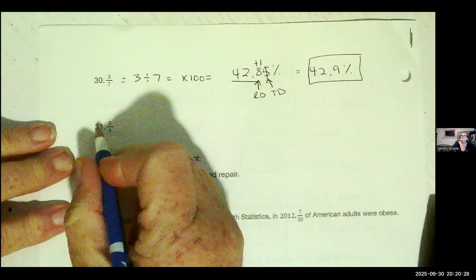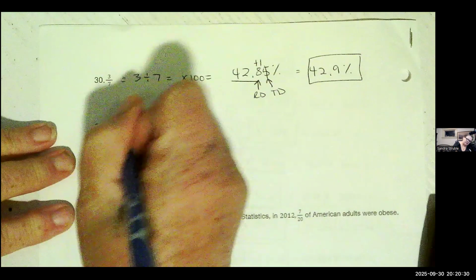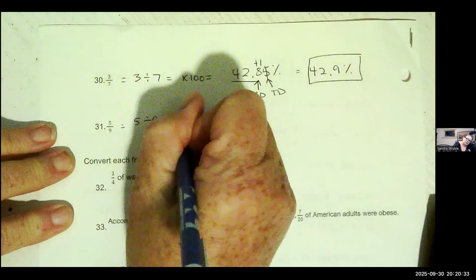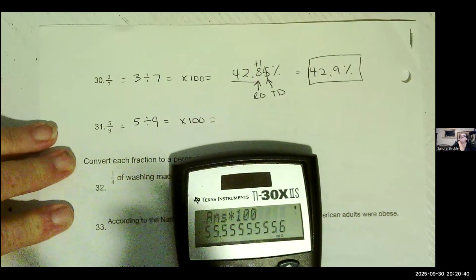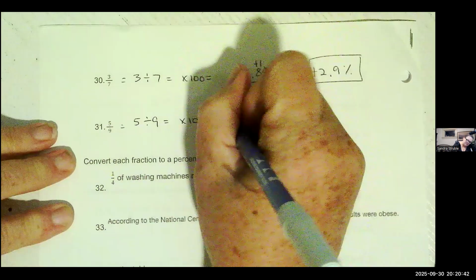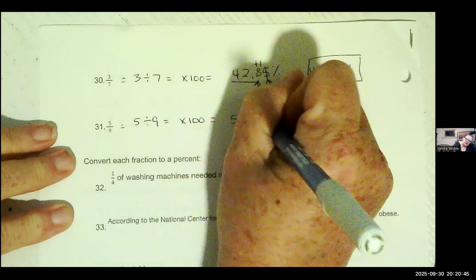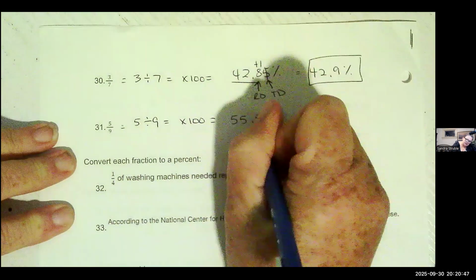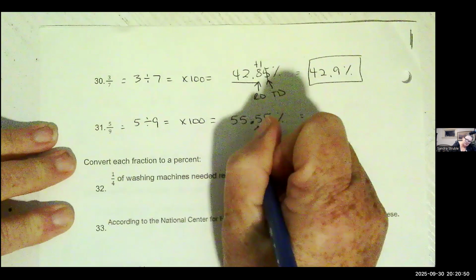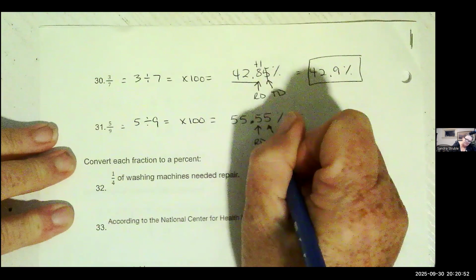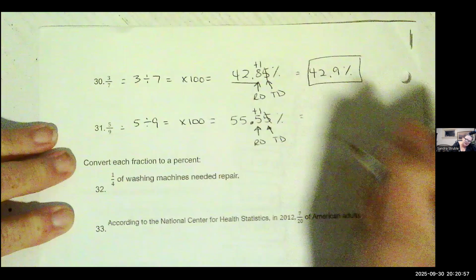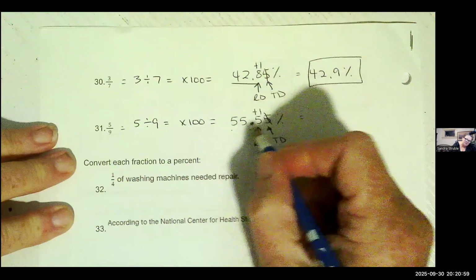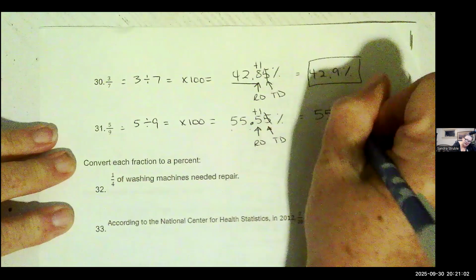Okay. 5/9 is 5 divided by 9 equals times 100 equals. And I got 55.55. I'm going to stop right there. It's a percent. My rounding digit is this first decimal place. My test digit is the 5 next to it. It's a 5, so I have to add 1 to my rounding digit and get rid of my test digit. So my answer is 55.6%.